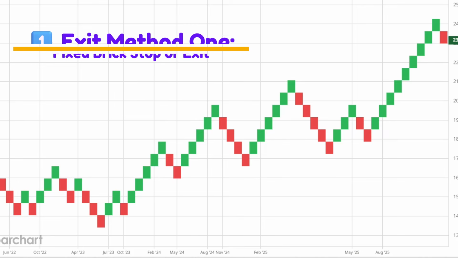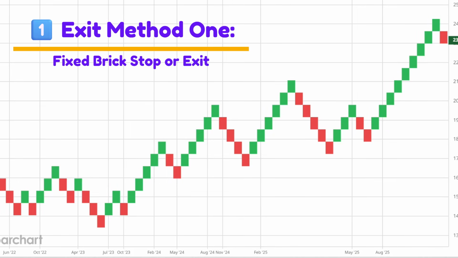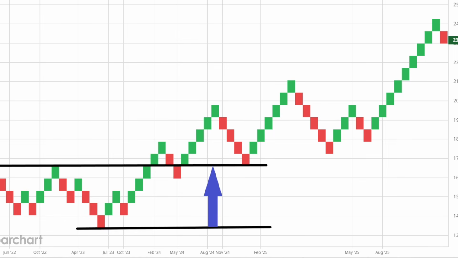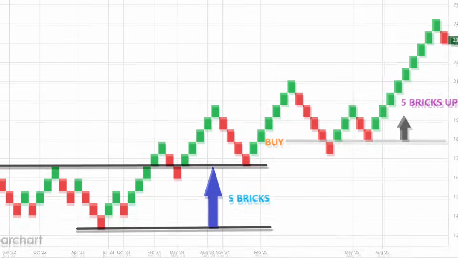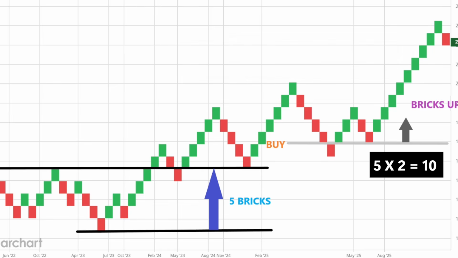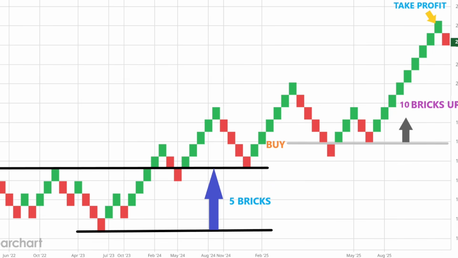The simplest exit method is a fixed brick stop or exit. You place your stop a set number of bricks away from your entry, and define a measured profit target based on risk. For example, aiming for a 2-to-1 reward-to-risk ratio. This approach is extremely consistent. It makes position sizing straightforward and works very well when you're learning or backtesting strategies because every trade follows the same rules. The downside is that it ignores market structure. Sometimes the stop may be too tight and gets triggered during normal pullbacks. Other times, it may be wider than necessary compared to the actual price structure. But for beginners, this is often the cleanest and most objective starting point.